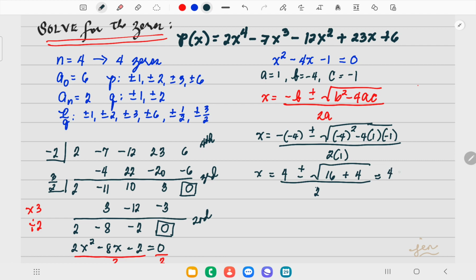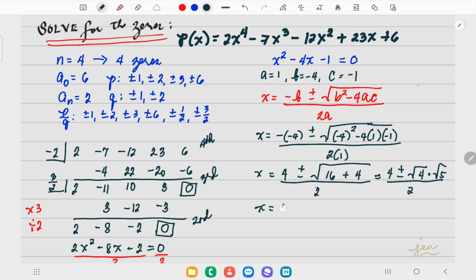Giving us now the value 4 plus or minus the square root of 20, which can be rewritten as 16 plus 4 is 20. The square root of 4 multiplied by the square root of 5, that is your 20. But we apply the laws of radicals so that we can come up with a perfect square factor, which we can extract its square root, divided by 2.